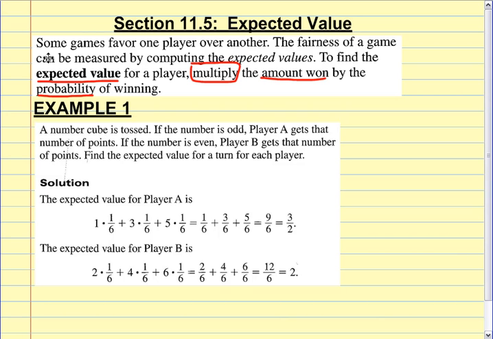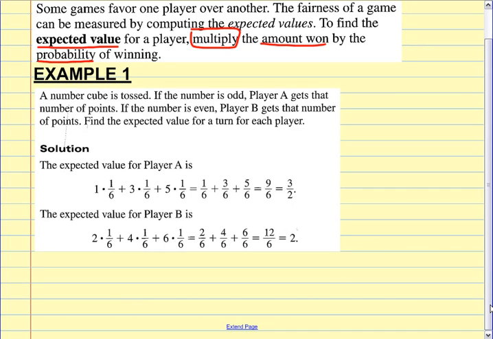Let's look at the first example that they give us here. It says, a number cube is tossed, 1 through 6. If the number is odd, Judd gets that number of points. If the number is even, Megan gets that number of points. Find the expected value for a turn for each player.